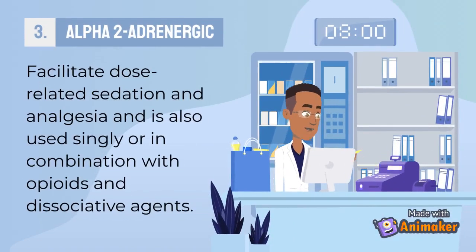Next are the alpha-2 adrenergic drugs. These drugs facilitate dose-related sedation and analgesia and are commonly used singly or in combination with opioids and dissociative agents. Drugs from this class are xylazine, detomidine, and medetomidine. Its unusual side effects, on the other hand, are bradycardia, mild arterial hypertension, prolonged hypotension, hyperglycemia, and increased urine volume.